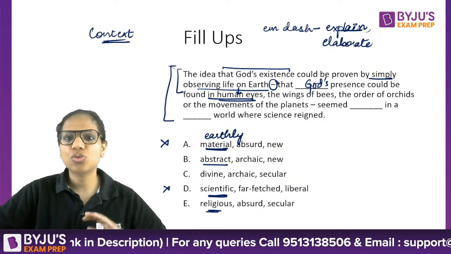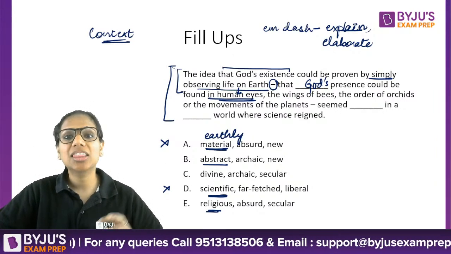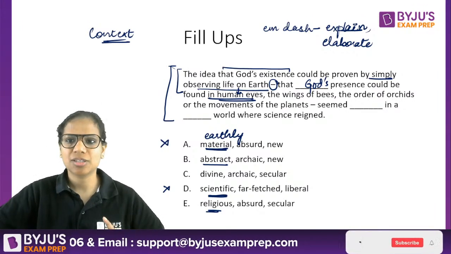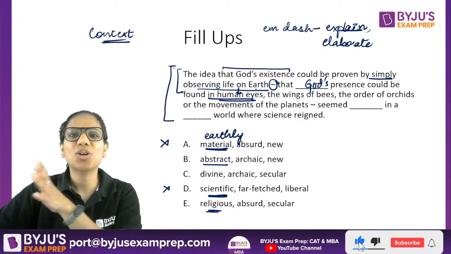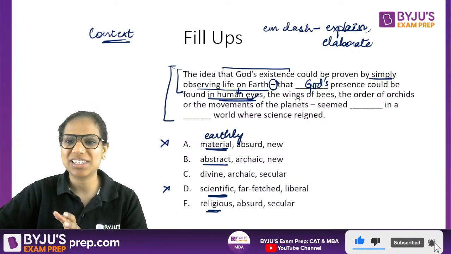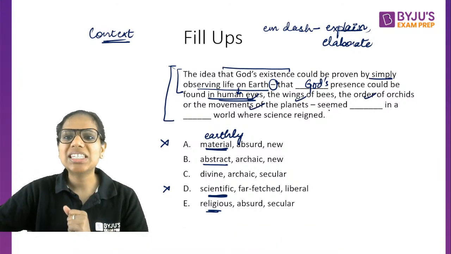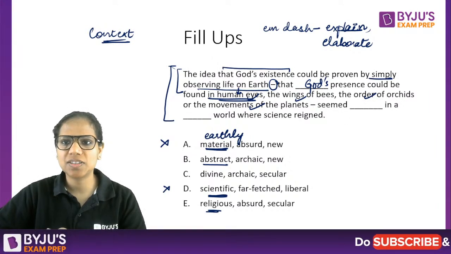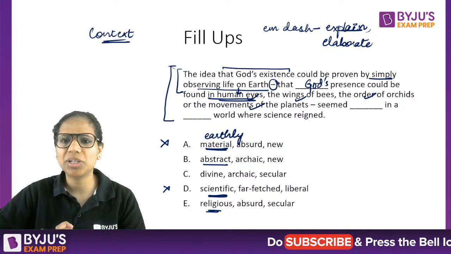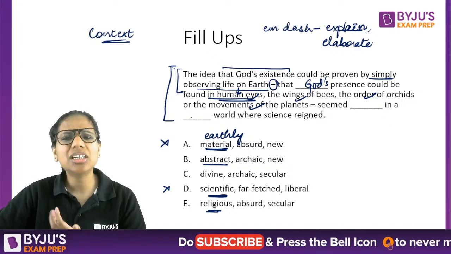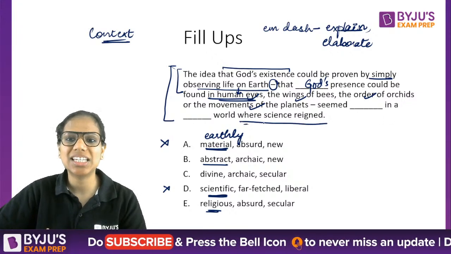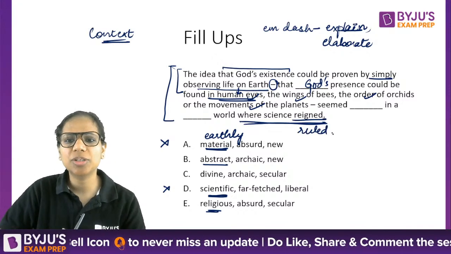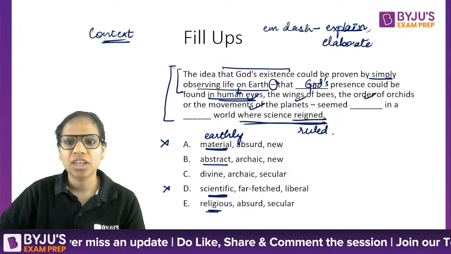That God's presence could be found in human eyes, the wings of bees, the order of orchids, or the movements of the planets. Basically, I am currently observing life on Earth through these examples, right? Seemed. So this idea that God's existence could be proven simply by observing life on Earth seemed dash in a dash world where science reigned, where science ruled. So, what kind of a world would it be where science ruled?